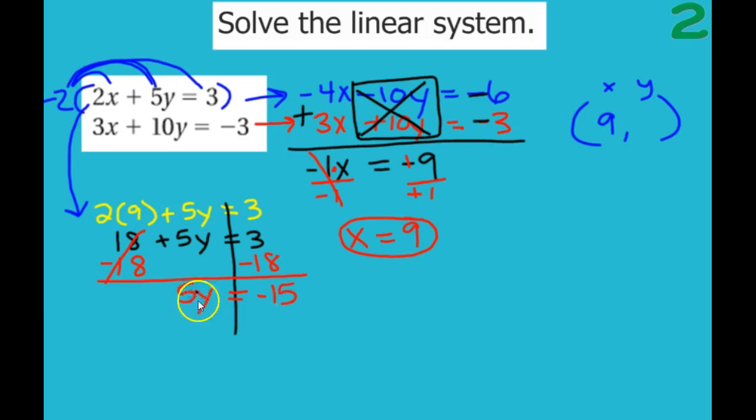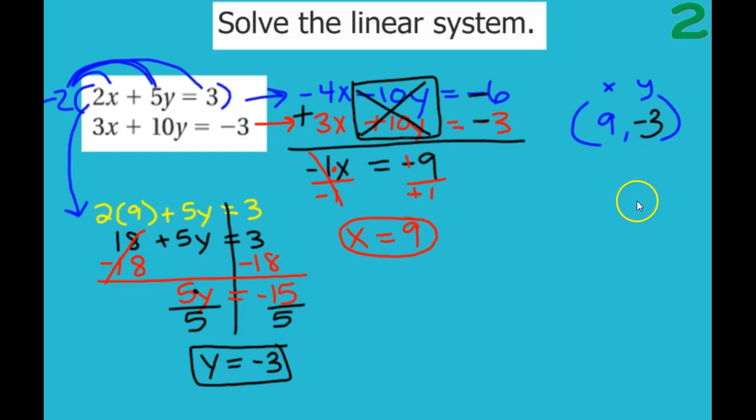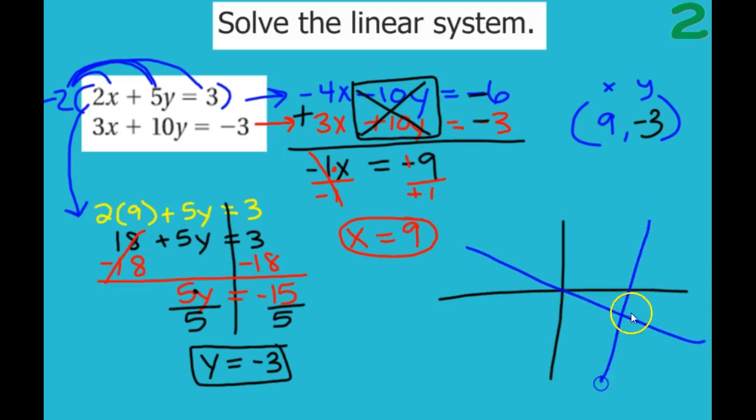And then the opposite of multiplying by 5 is dividing by 5. So we have y equal to a negative 15 over 5, which is 3. So now I know y is a negative 3. So if we were to graph these two lines, they would cross at the point 9, negative 3. So somewhere way over here at 9, and then down 3.